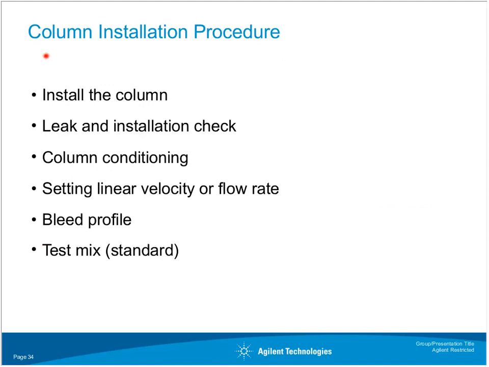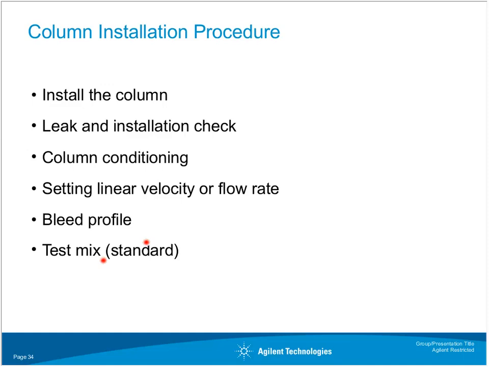Good column installation is also very key. When we install a new column, obviously we want to make sure that we don't have any leaks that we notice. We want to do an installation check, and there's a few things we can do with that. Once it's installed and leak-free, we want to condition the column, and then set our linear velocity or our flow rate, do a bleed profile so that you know what the column looked like when it was installed after conditioning, and then run some type of test mix.